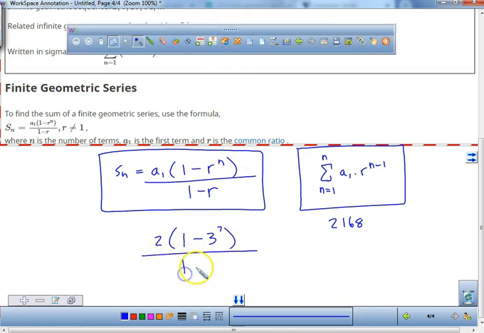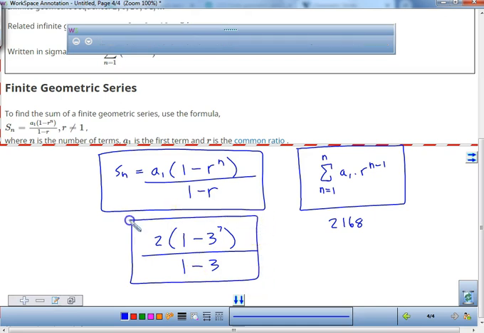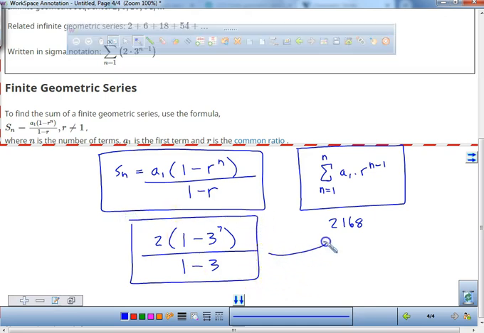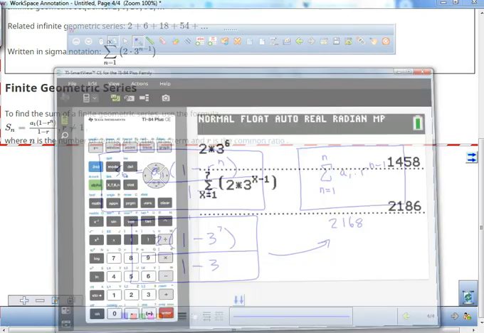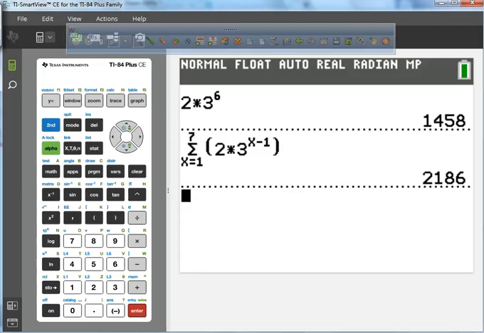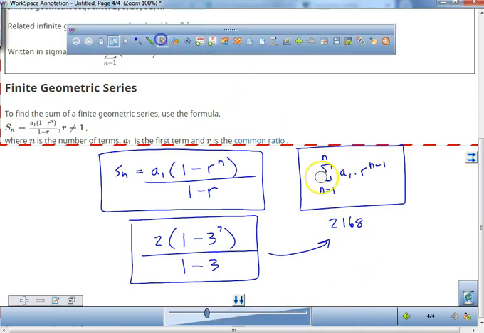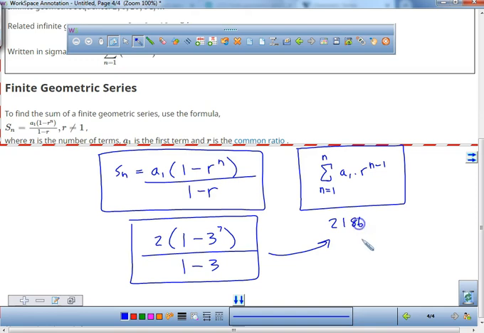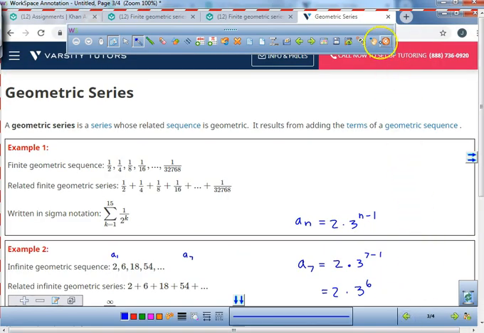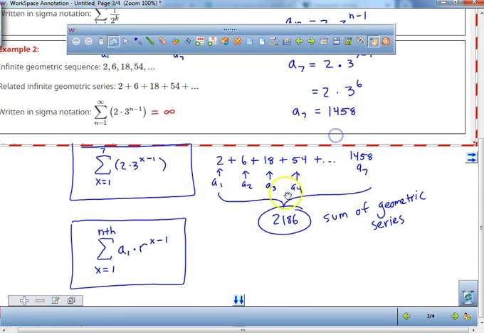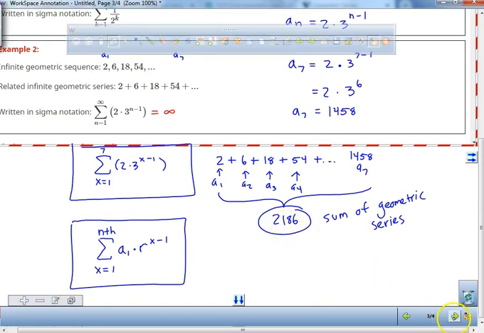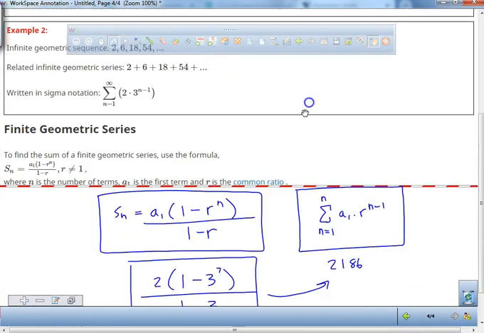Over 1 minus our common ratio of 3. We're going to plug this into our calculator, and what it's going to come out to is 2,168. Oh, yeah. I got things flipped. My bad. It's supposed to be 86, not 68. My apologies. All right. So I'll go here. Make sure I correct that. I had to write that. 2,186. This time I got it flipped.